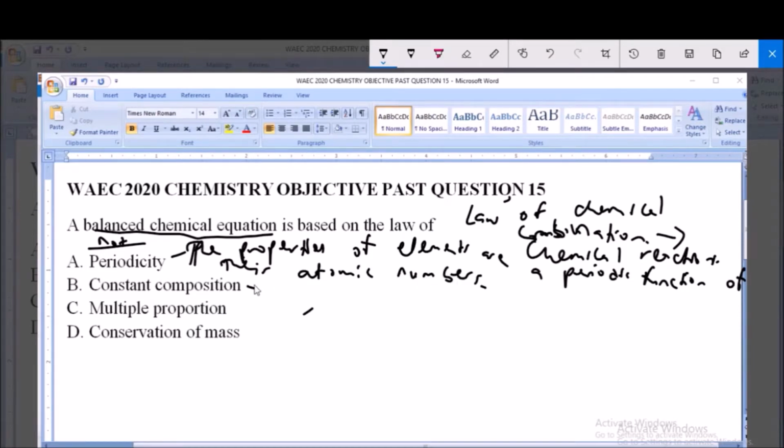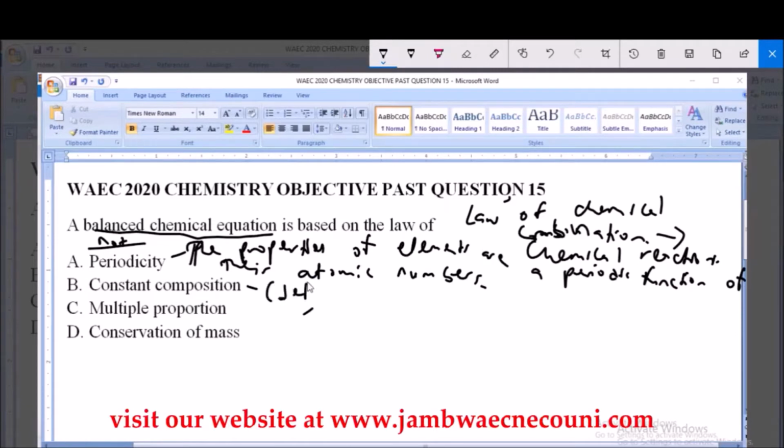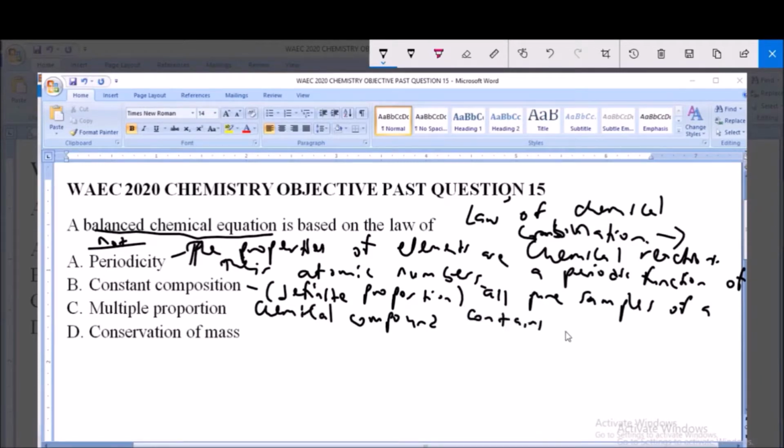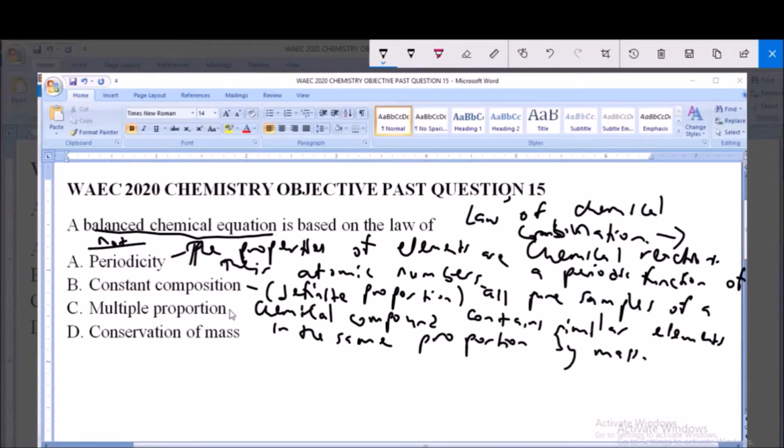Option B, the law of constant composition, is also known as the law of definite proportion, and it states that all pure samples of a particular chemical compound contain the same elements in the same proportion by mass. So that is the law of constant composition or definite proportion.